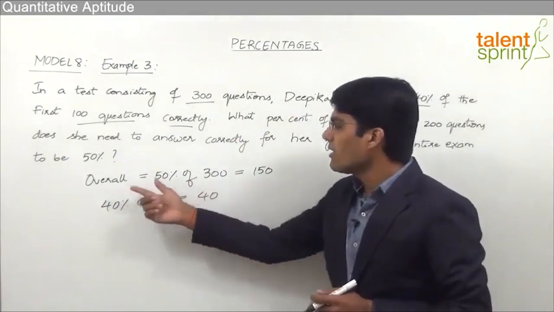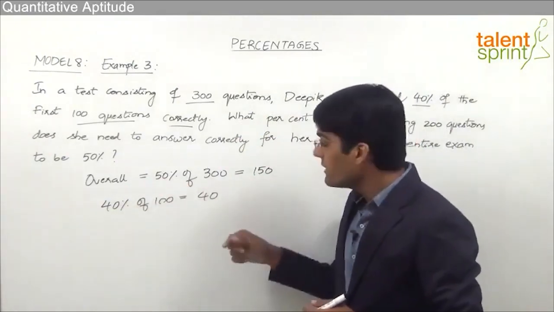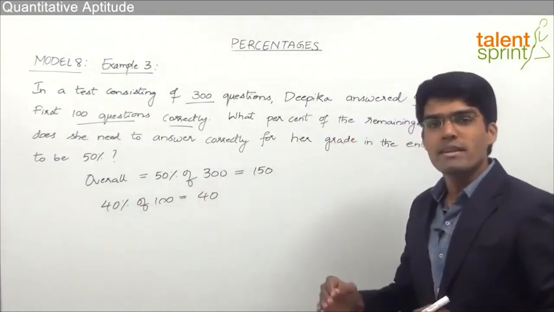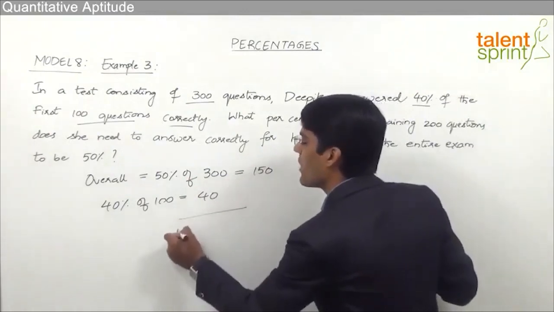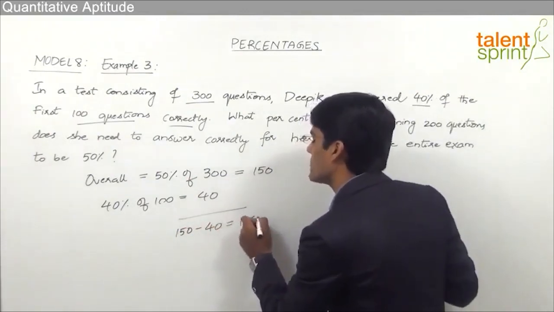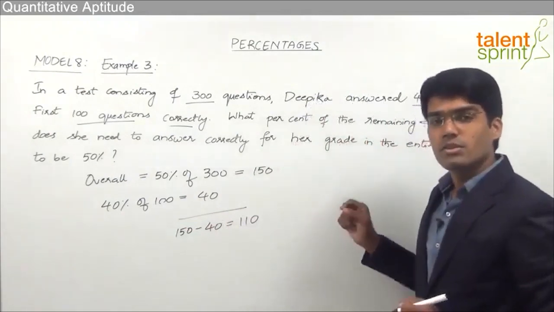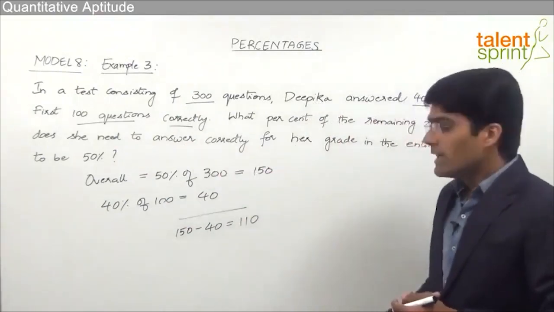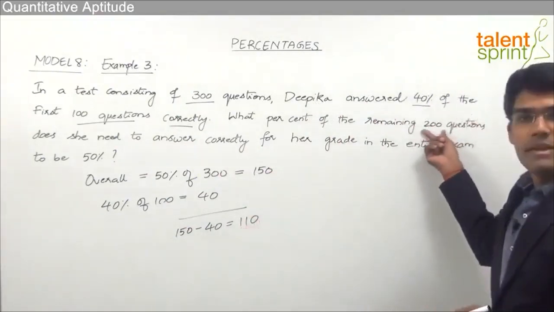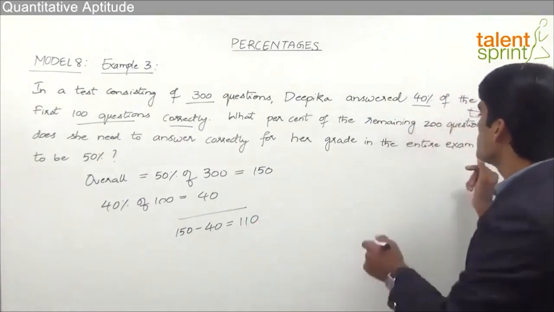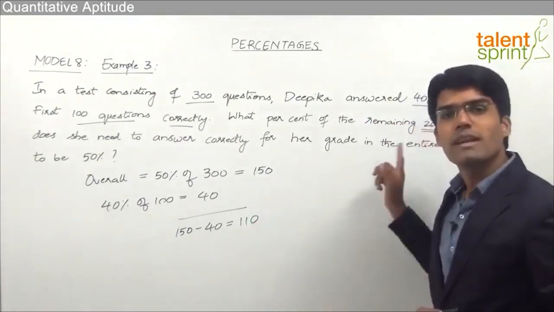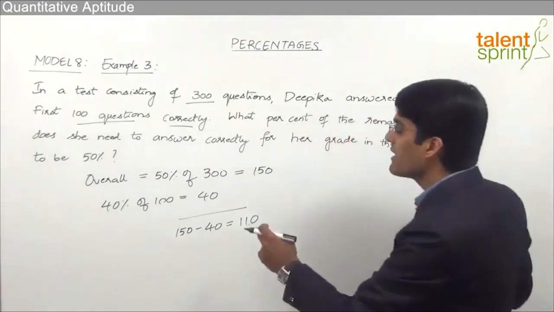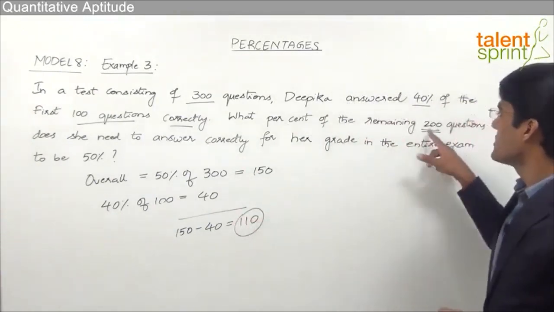So now we know that overall Deepika should answer 150 questions correctly, and already she has answered 40 questions correct from the first 100 questions. That means there are 110 more questions. That is nothing but the difference of 150 and 40, which is equal to 110. So there should be 110 questions that she needs to answer correctly to get the grade of 50%. Now left out questions are 200. The remaining questions are 200. So very clearly, out of these 200 remaining questions, 110 questions have to be correct. So we need to find out what percent of the remaining questions does she need to answer correctly. So that is nothing but this 110 is what percentage of 200.